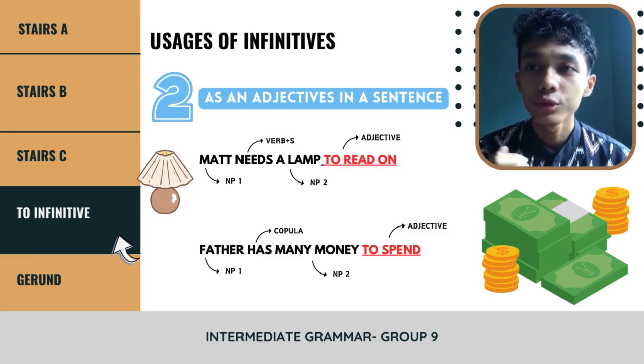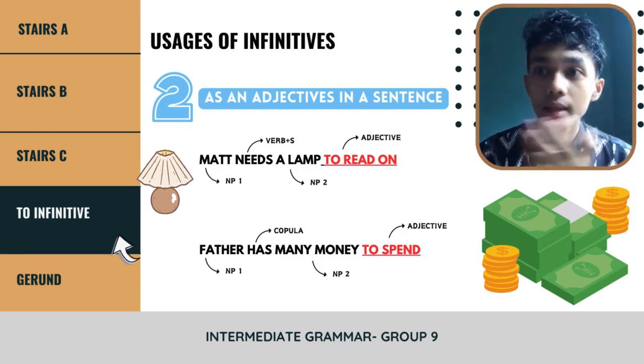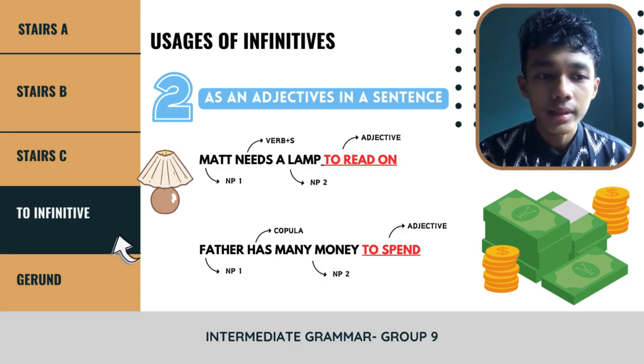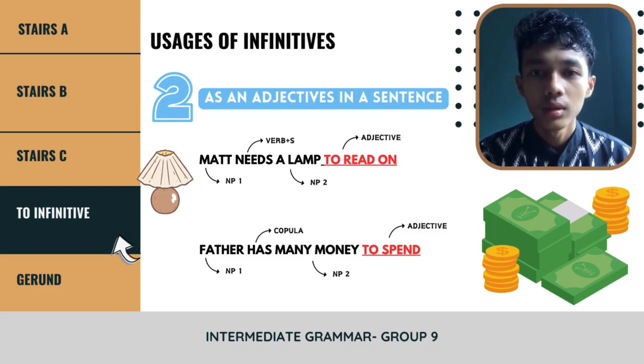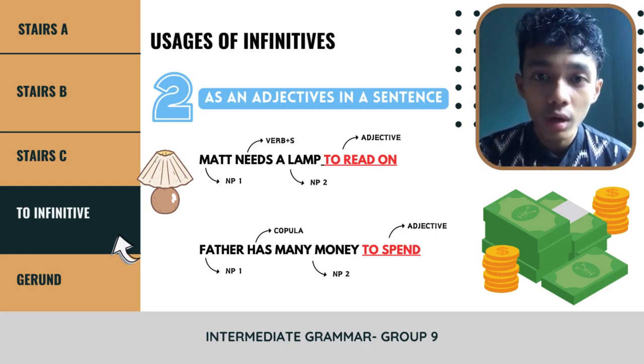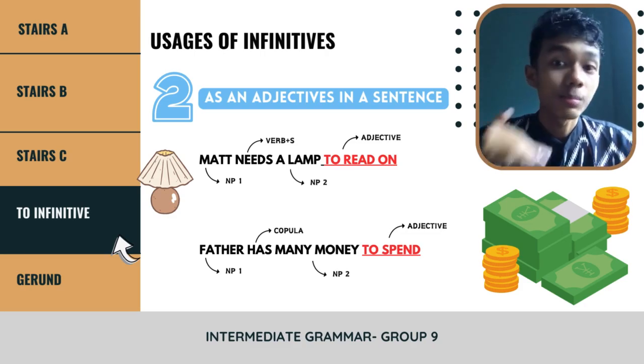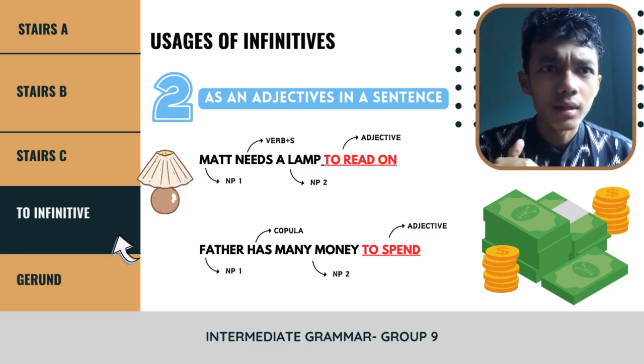Next, we have to infinitives as adjectives in a sentence. So keep in mind that adjective means a word that explains other words. So for the to infinitive as an adjective in a sentence, you could see in the first example, Matt needs a lamp to read on. So to read on is connected with the lamp, because to read on is explaining the lamp. It is explaining the lamp usage.